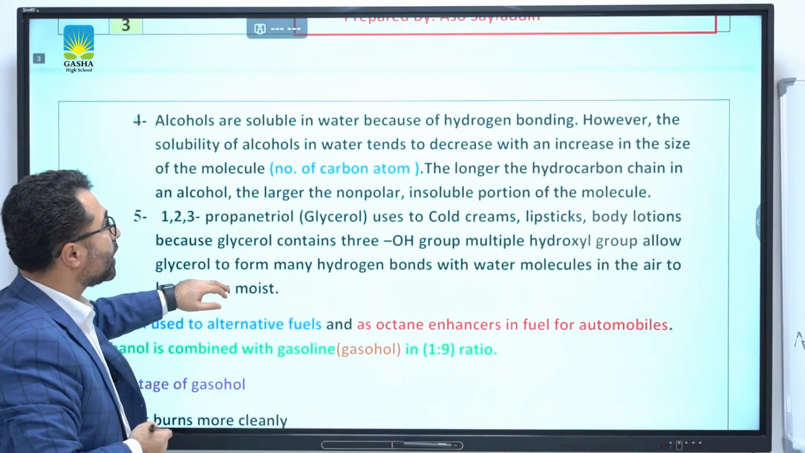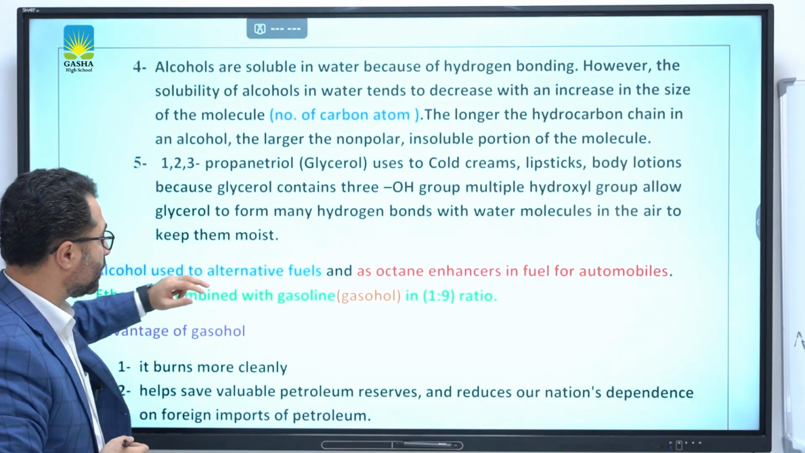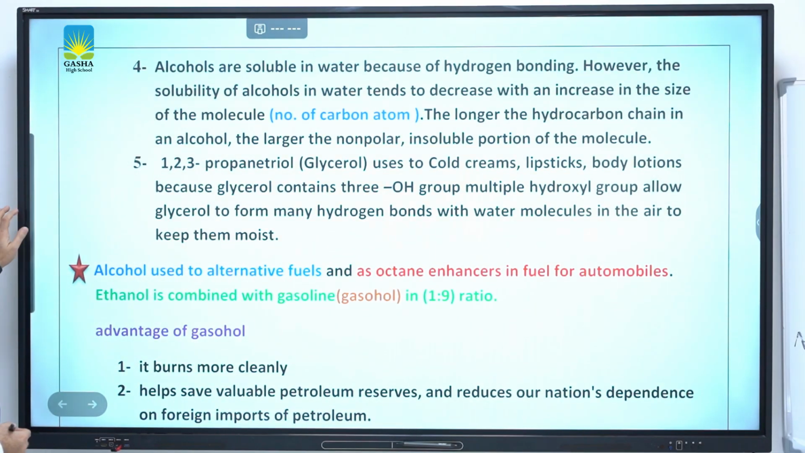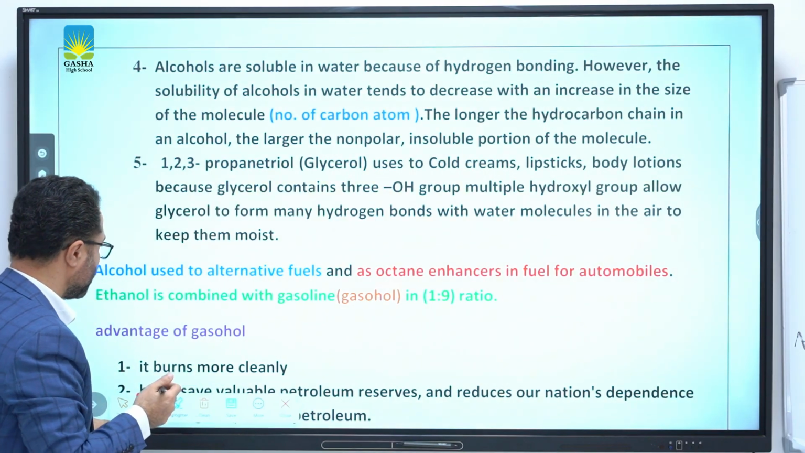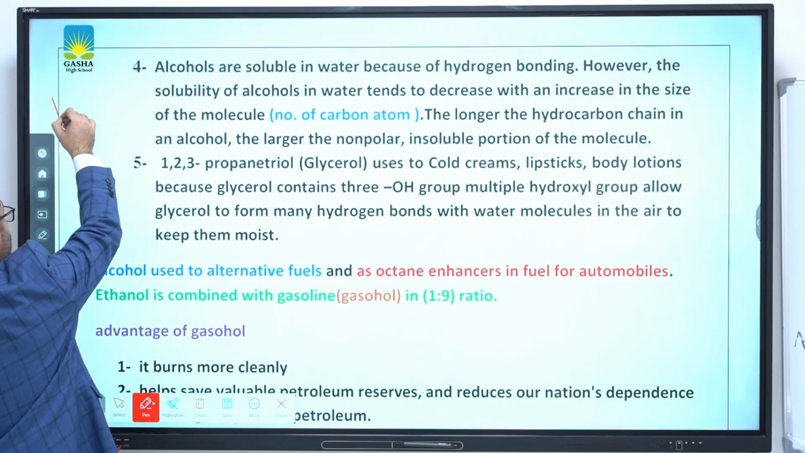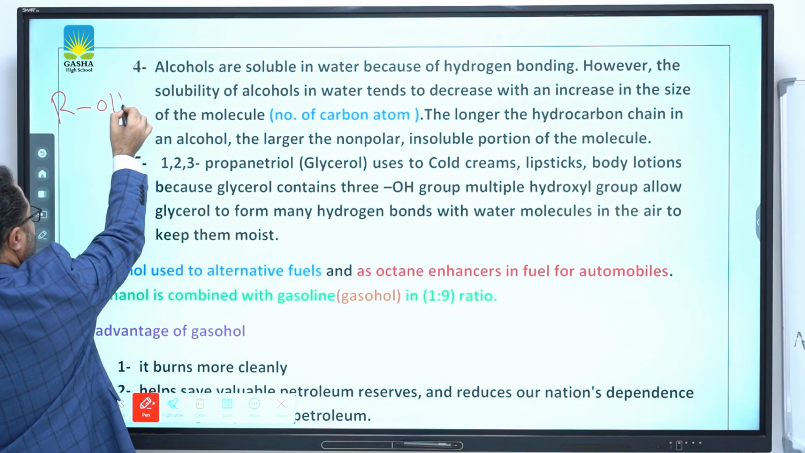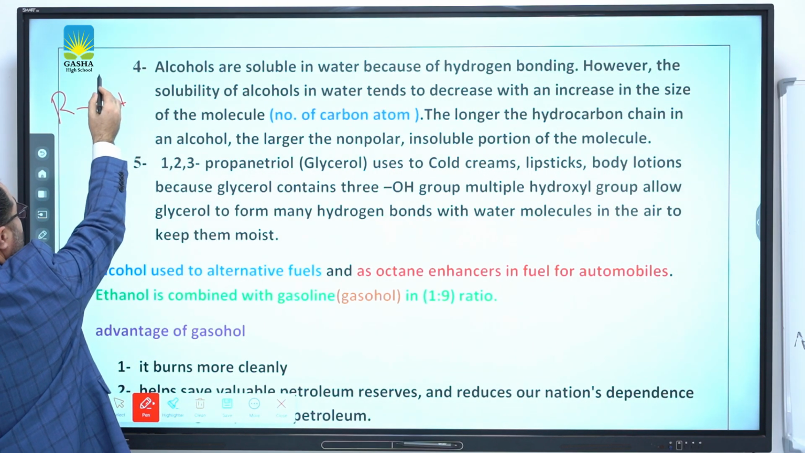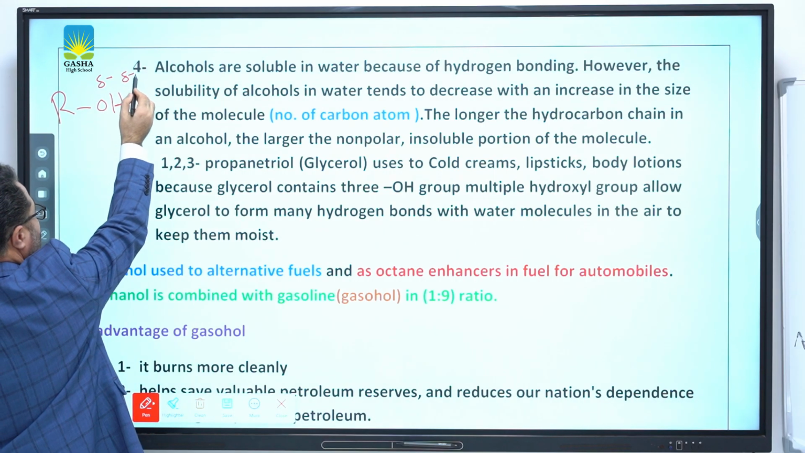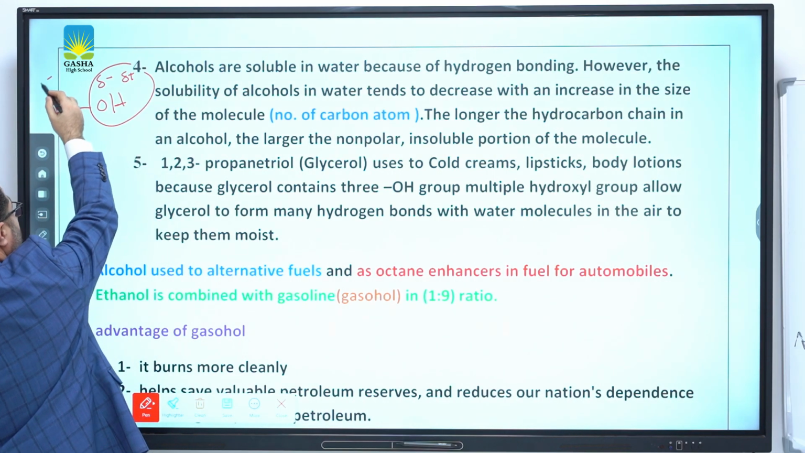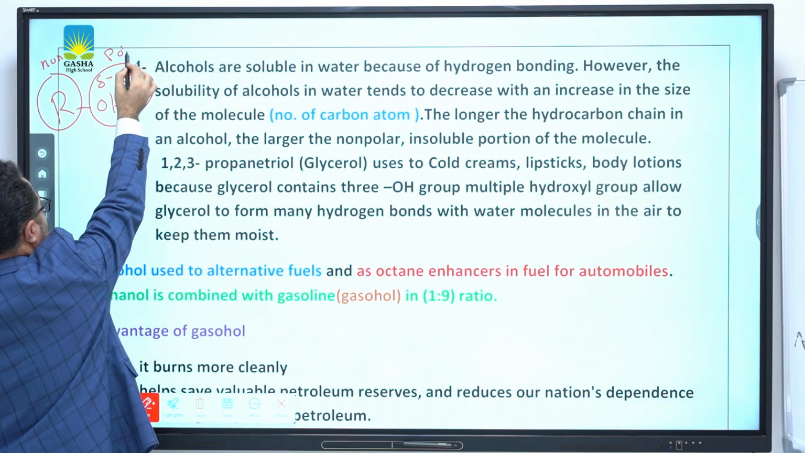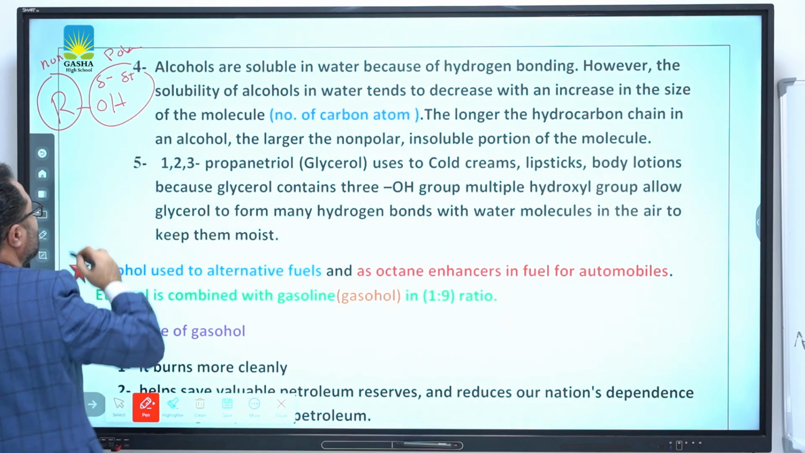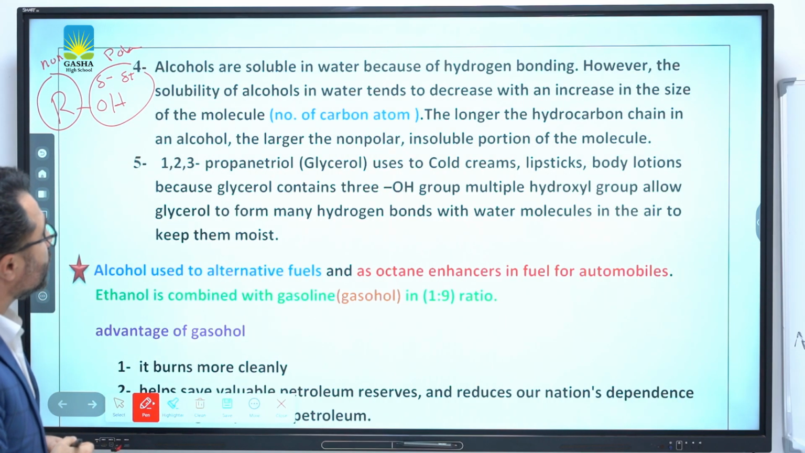Alcohol can form hydrogen bond with water, so it can dissolve in water. It's unlike alkane. Alkane cannot dissolve in water because it's non-polar. But alcohol, ROH, the OH side is polar, but the R is non-polar. So it can dissolve in water.